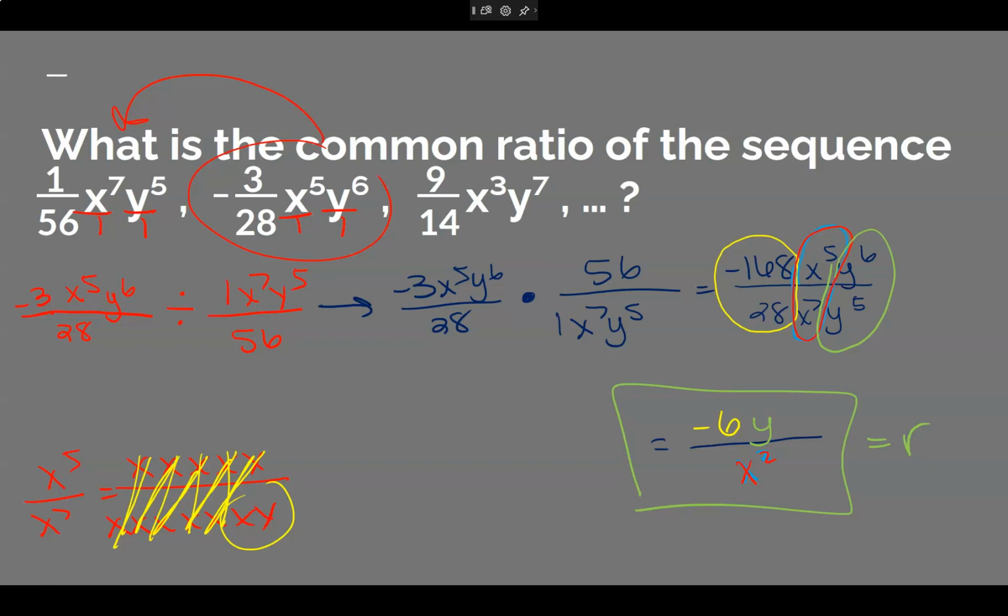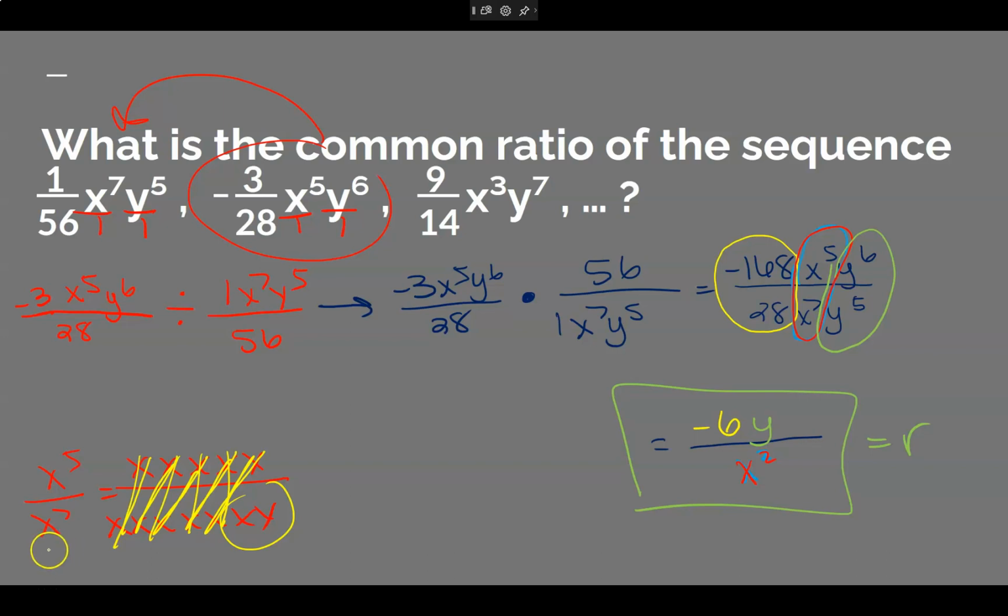Okay, if it was asking me, is this a geometric sequence, I would have to do this again to prove it happened again, but that's not what these directions tell me. They say, what's the common ratio? So I already know it's a common ratio. I don't have to do it again. One time I found it, we're done.